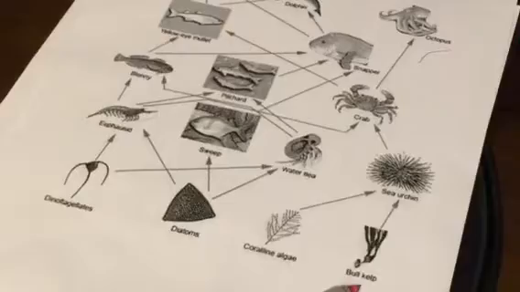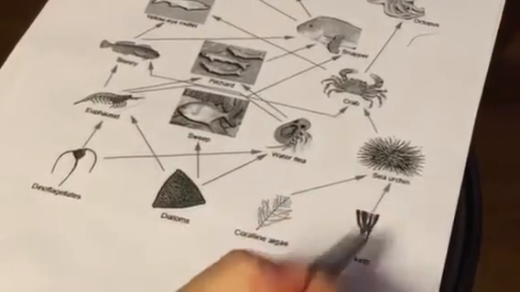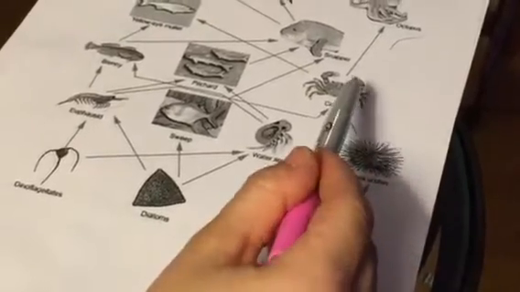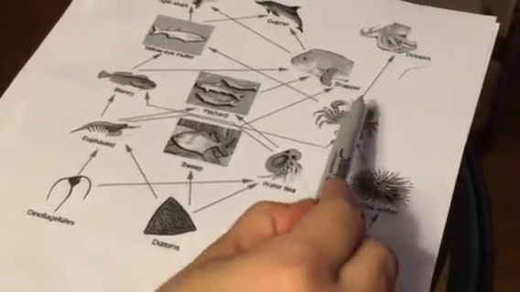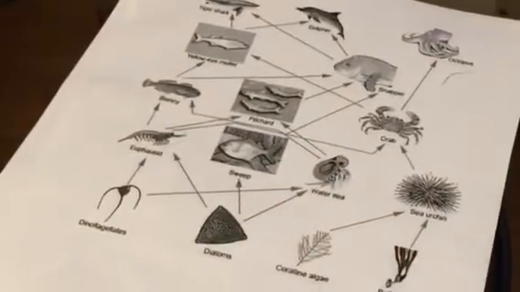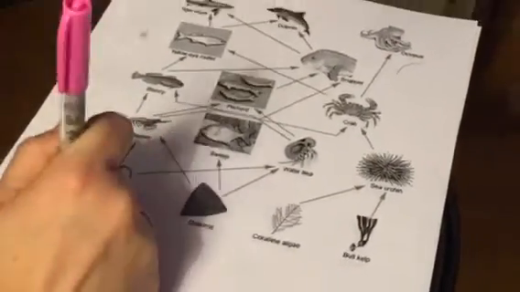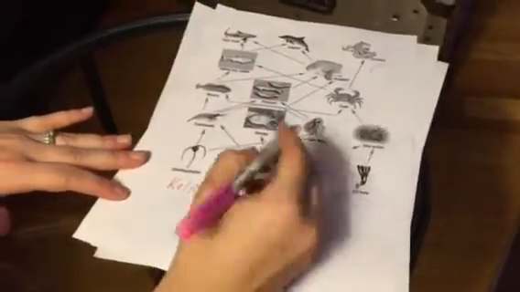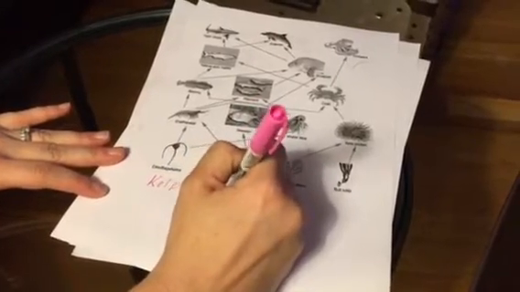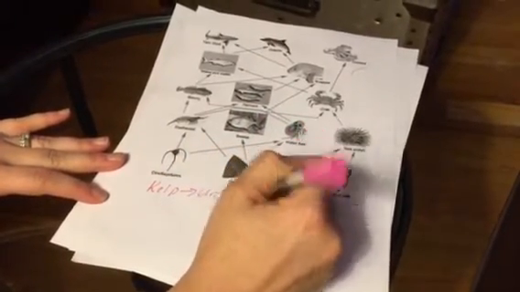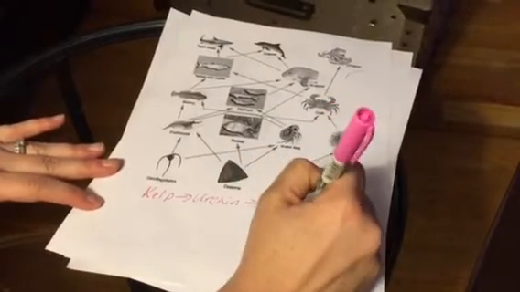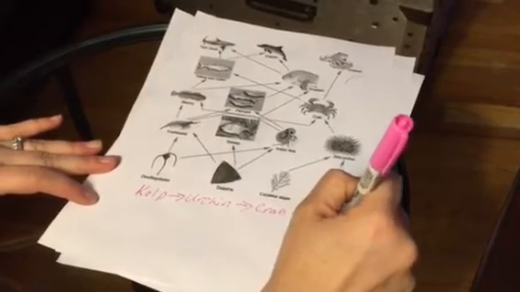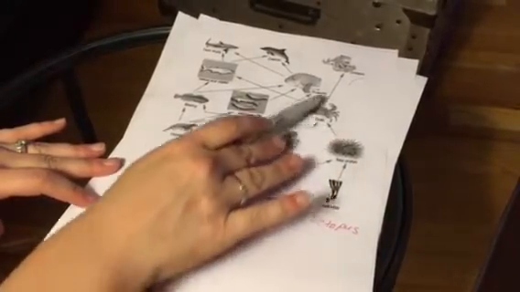So let's start with the kelp. Okay, so you start with the kelp, and then the kelp's energy goes to the sea urchin. The sea urchin's energy goes to the crab, and the crab's energy goes to the octopus. So you would write that as such. Kelp transfers its energy to the urchin, which then transfers its energy to the crab, and the crab transfers its energy to the octopus. So that is one chain.